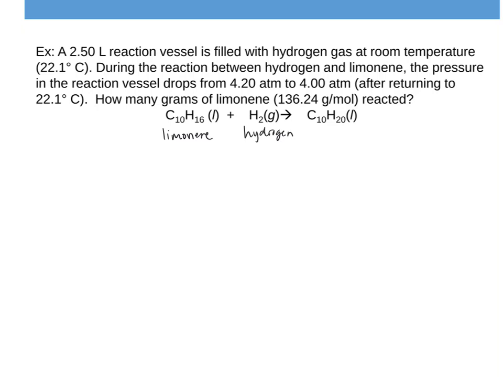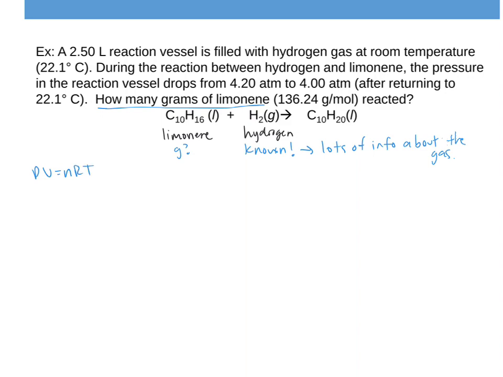So now if I look at this question, they want to know how many grams of limonene. That's the thing that we're trying to find out. But I don't really know about how many grams of anything else there are or moles of anything else there are directly. What I do know is lots of information about the hydrogen gas. We know the temperature, we know the volume, we know the pressure change. So lots of info about the gas. So I'm going to start with my ideal gas law, our good old PV equals nRT.